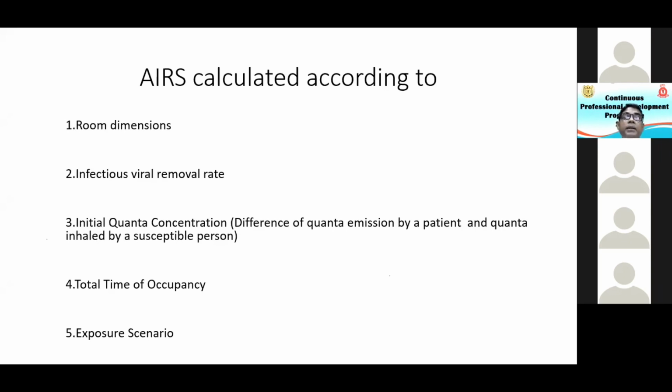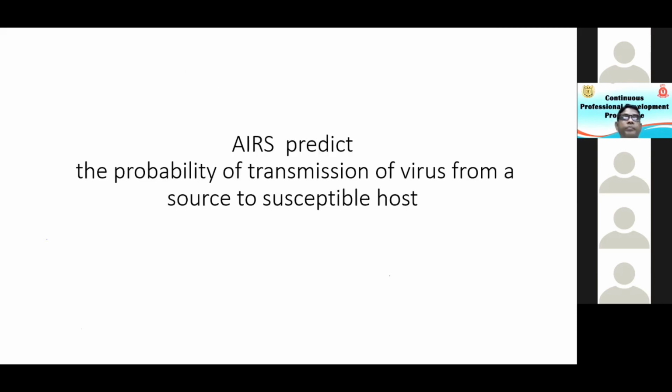Then the second parameter we consider when calculating airborne infection risk score is the infectious viral removal rate. If you allow the air to come in, the rate will be high. If you erect any barriers, the infectious viral removal rate will be reduced. Then the initial quanta concentration, that is the difference of quanta produced and the quanta inhaled. And then total time of occupancy. When the total time increases, the risk of getting infection will be high. And the exposure scenario. So these 5 parameters are very important when we are calculating the airborne risk score.